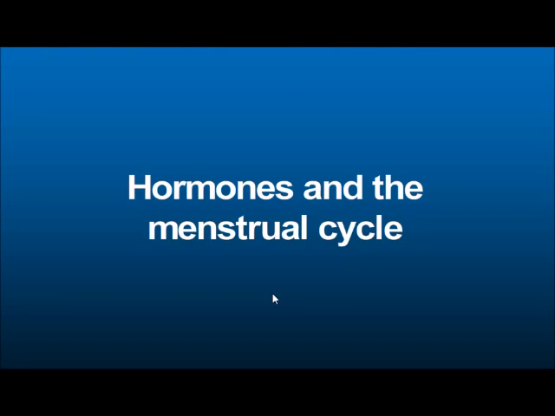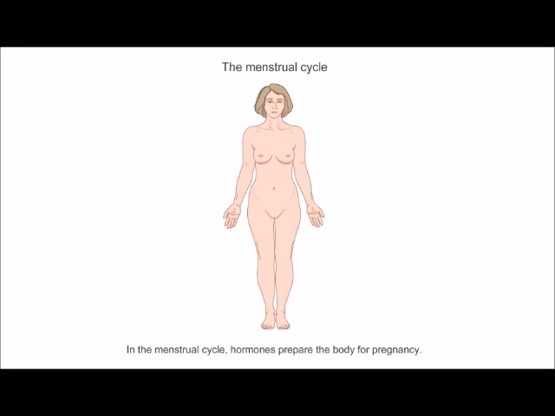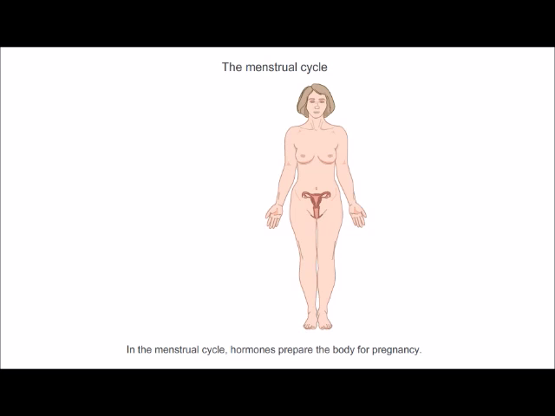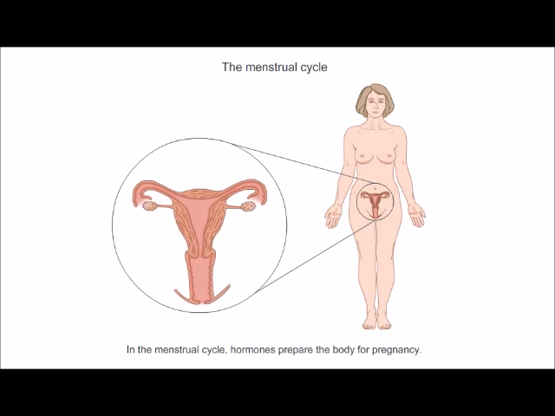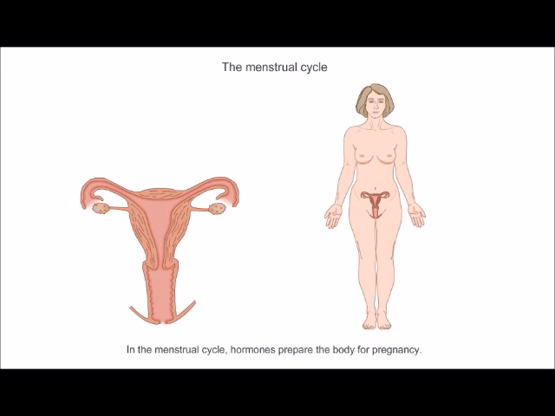This video is about the hormones and the menstrual cycle. It's particularly aimed at A and A star students in terms of the level of detail we look at. First thing we need to do is remind ourselves of the names of the parts of the female reproductive system.